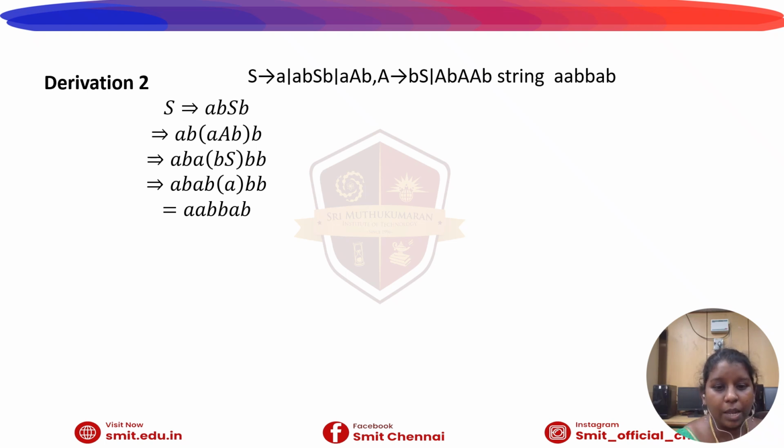First, I have chosen A, B for the leftmost tree. Here I have taken A, B, S, B. So we can say this type of grammar is ambiguous as we got two parse trees in the leftmost derivation.